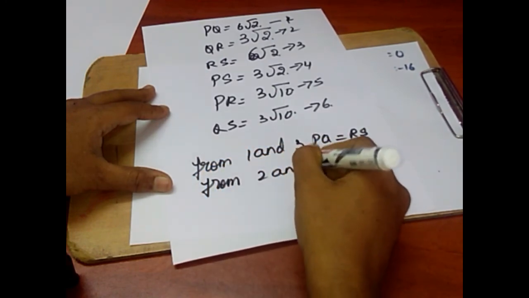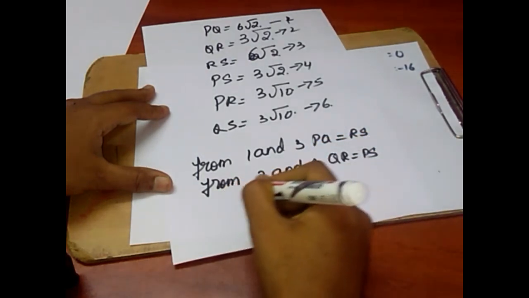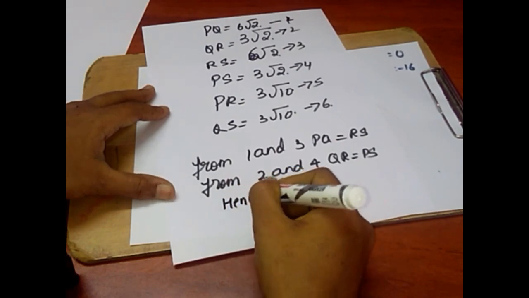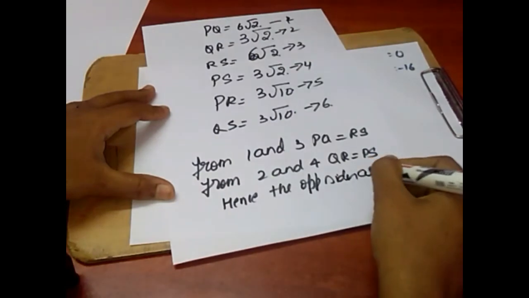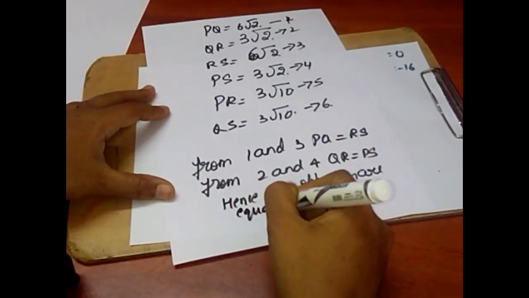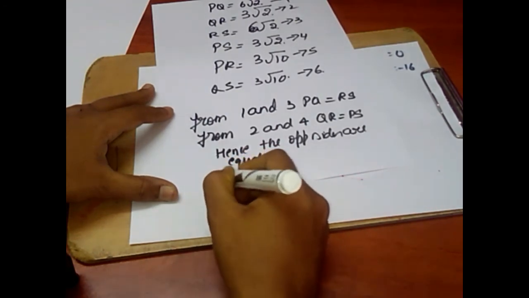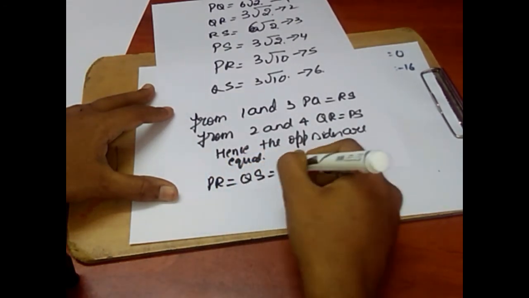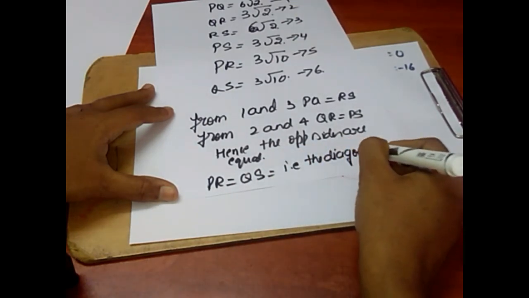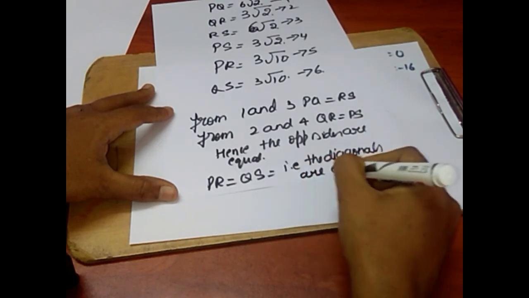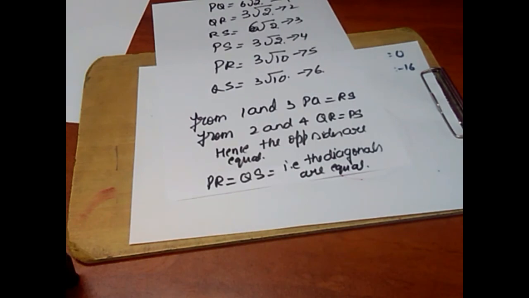From 2 and 4, QR is equal to PS. Hence, the opposite sides are equal. Next, from 5 and 6, PR is equal to QS, that is, the diagonals are equal. Hence, we can say that PQRS is a rectangle.